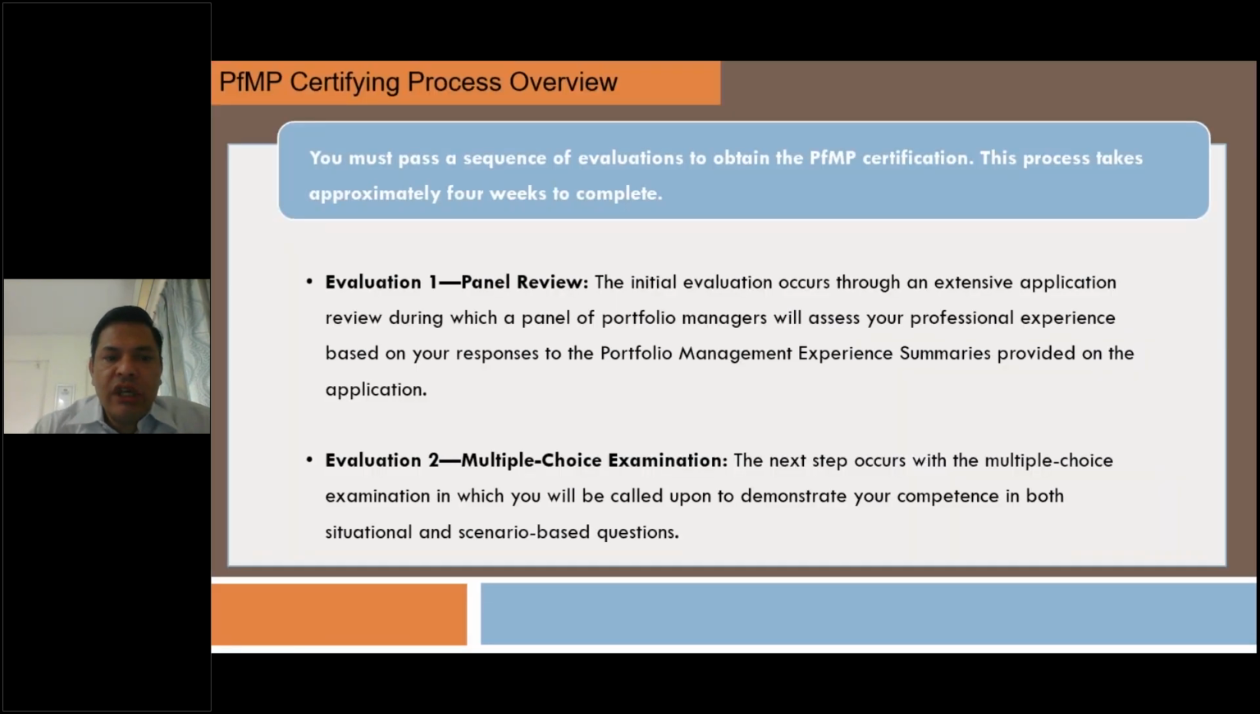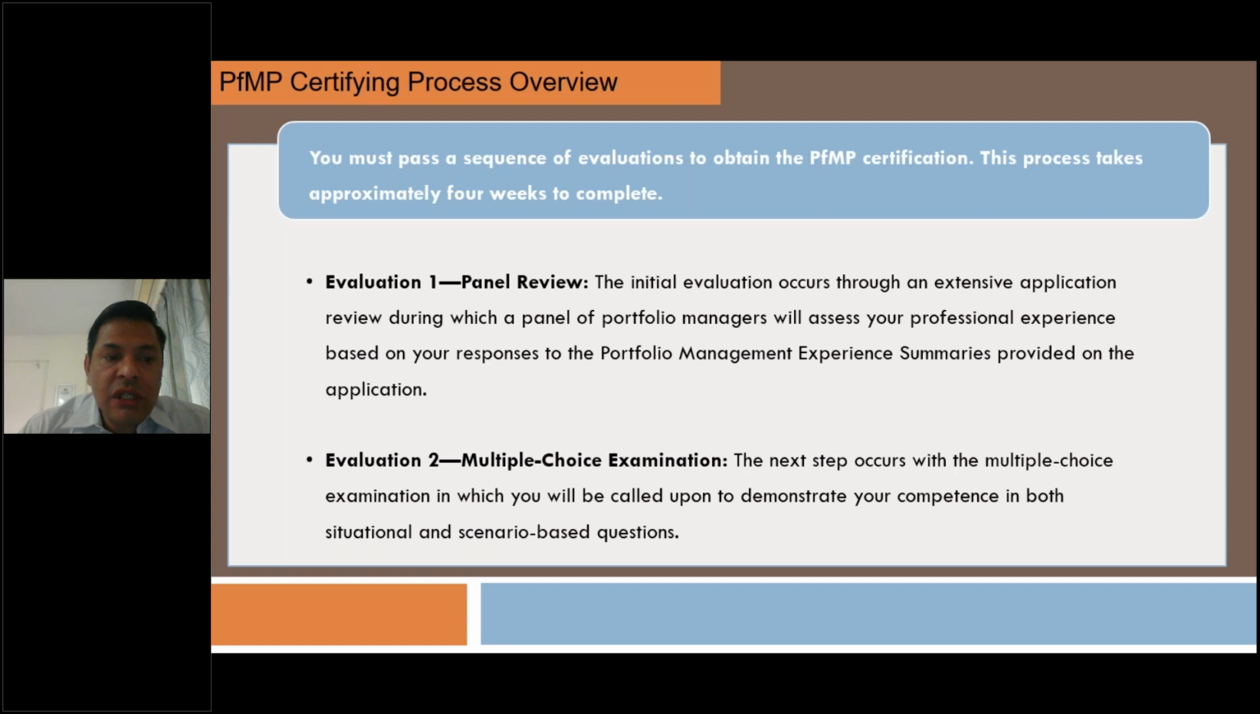Before we begin the portfolio management application session, let me tell you, friends, this Portfolio Management Professional exam is conducted in two evaluation stages. Both evaluation stages are really critical for getting PfMP certified. The first evaluation stage is the panel review. Now, what is this panel review? This is what we will discuss in great detail in the next 1 hour.